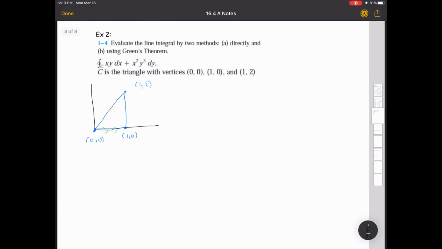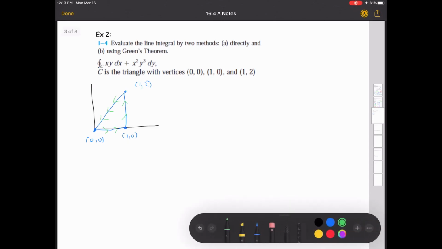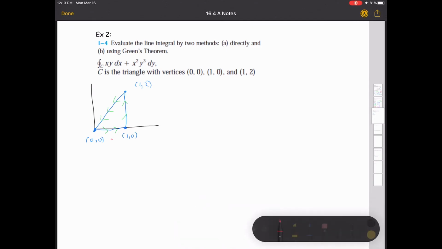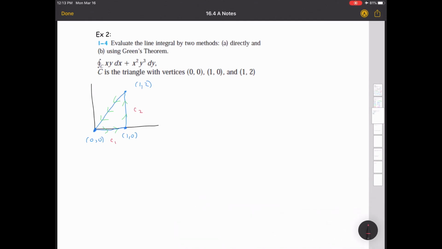It states so because the integral indicates that with the little circle. So it's a closed, positively oriented region. We're good there. So let's go ahead and name these C1, C2, C3. C1 and C2 will not be difficult to do. C3 will involve just a little bit more, but it's really not difficult because it is linear.